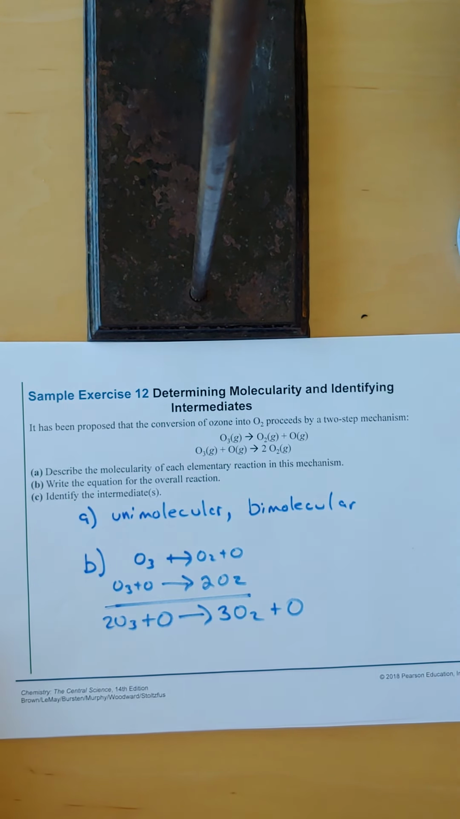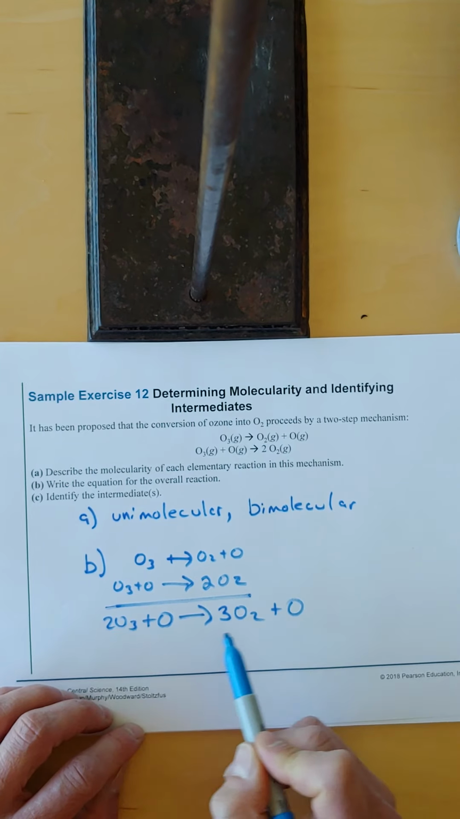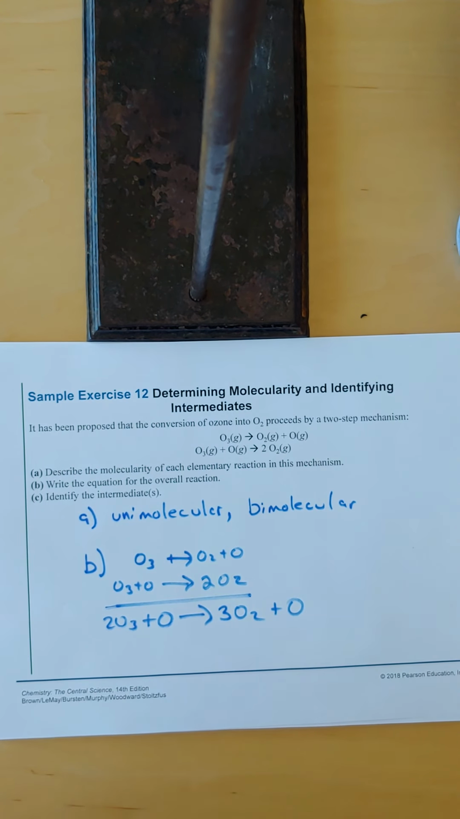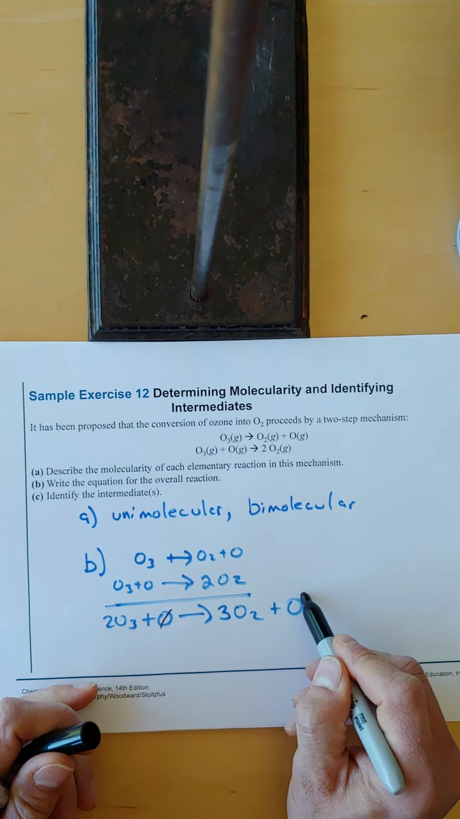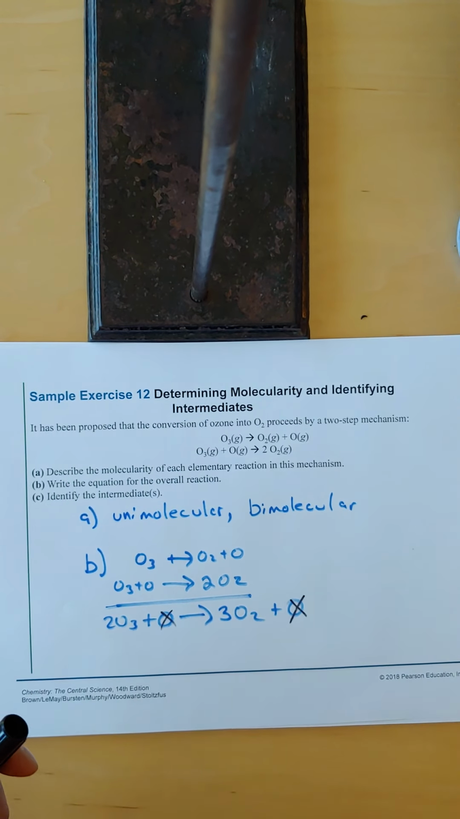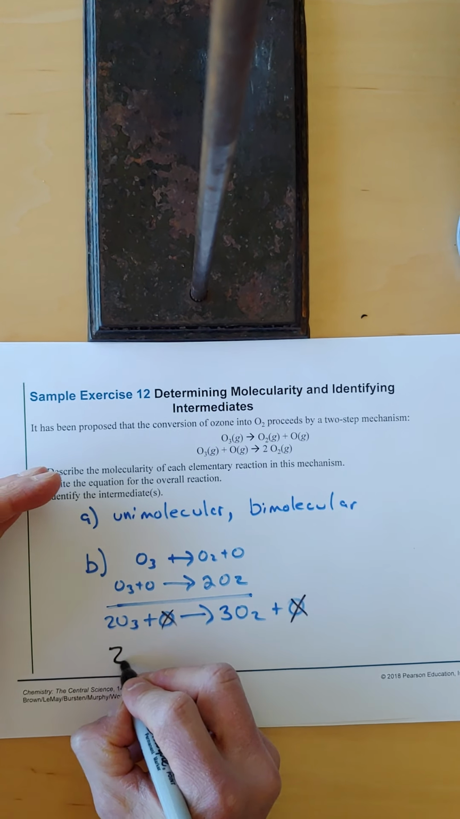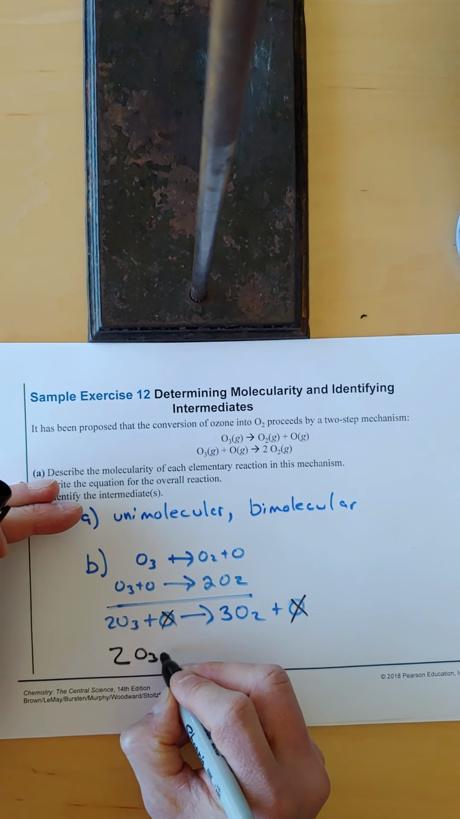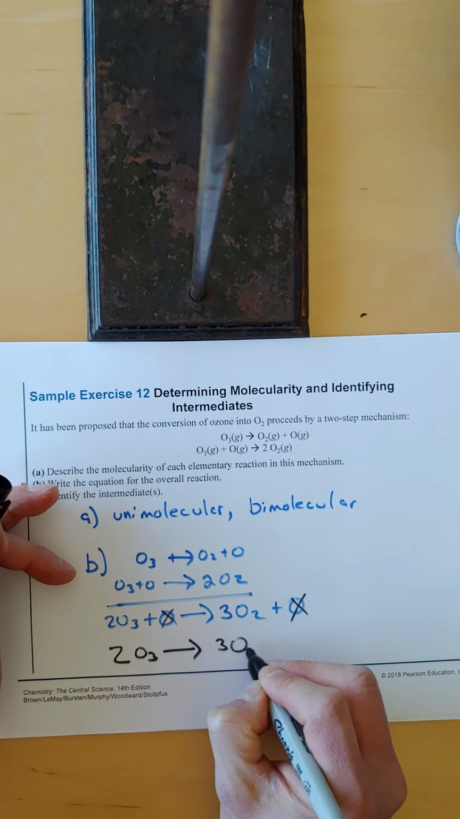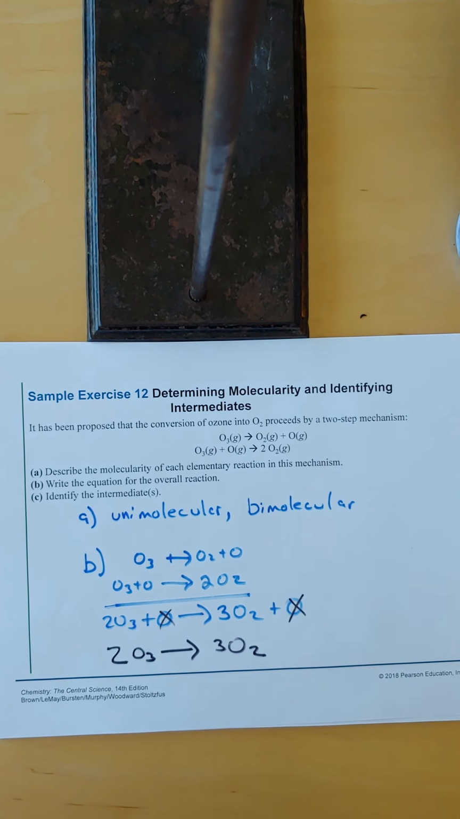And so looking at that reaction, I can see that I've got O on both sides of the reaction in equal amounts, right? And so it can be eliminated from the net equation, right? So we'll cross those out. So my overall net for this process, 2O3 goes to form 3 O2s, right? So that's my overall reaction.